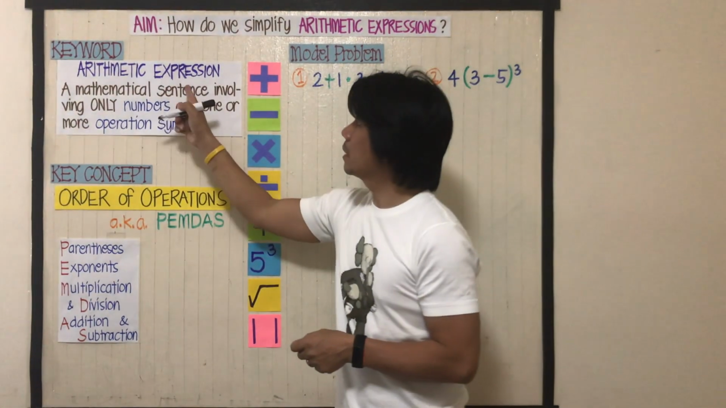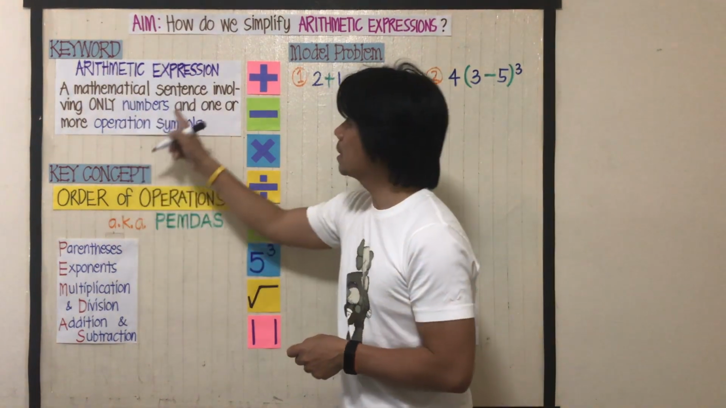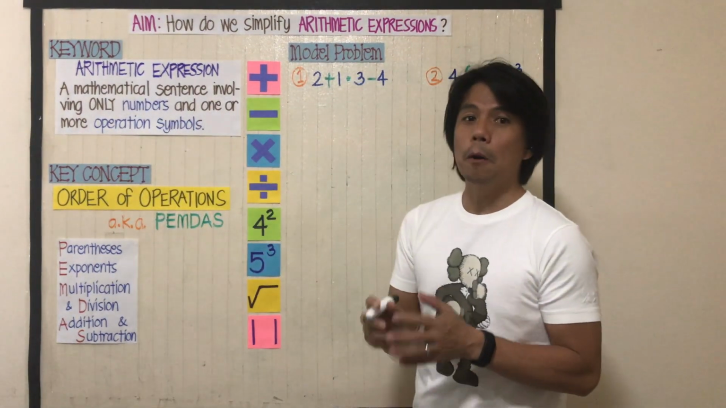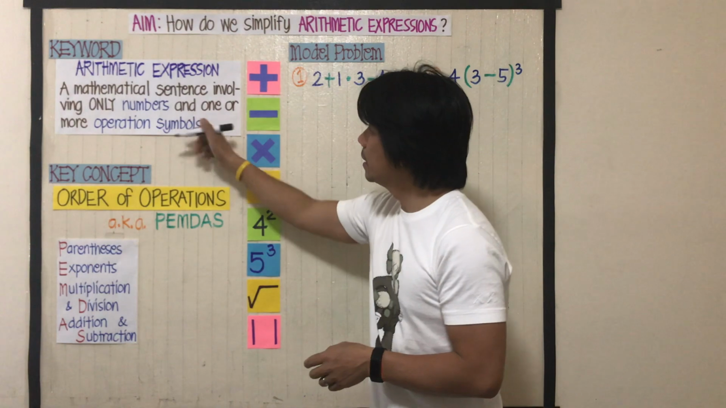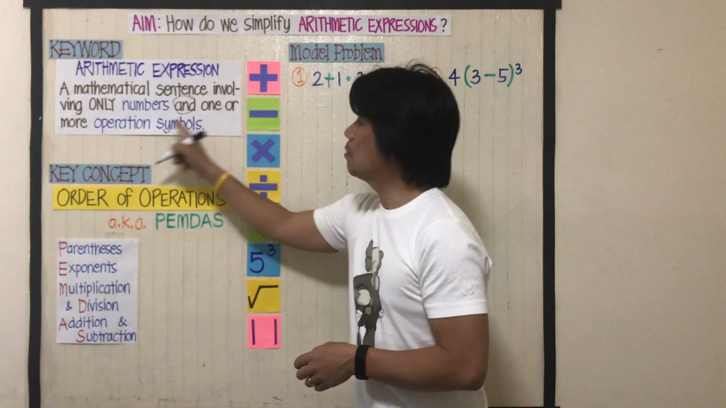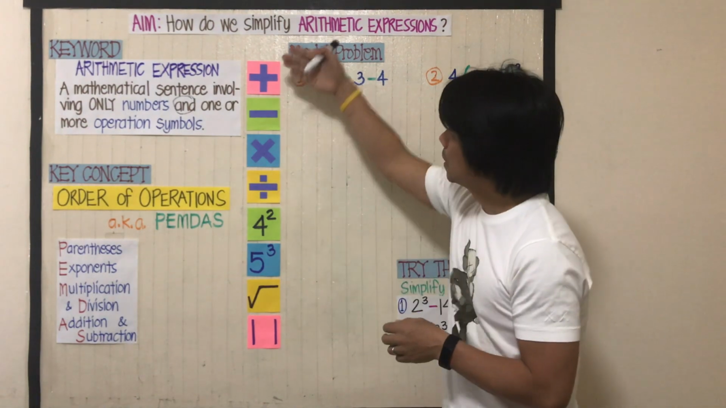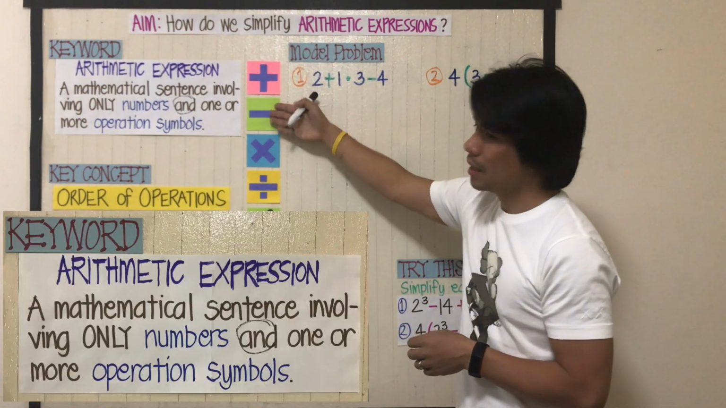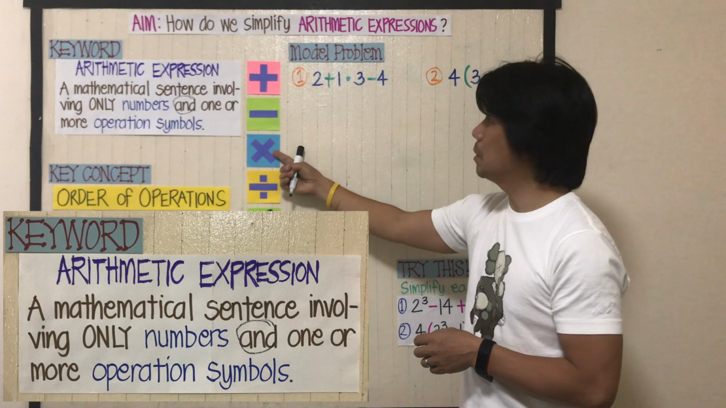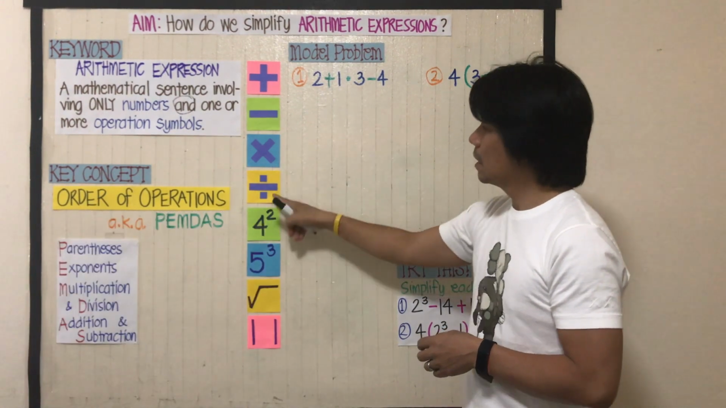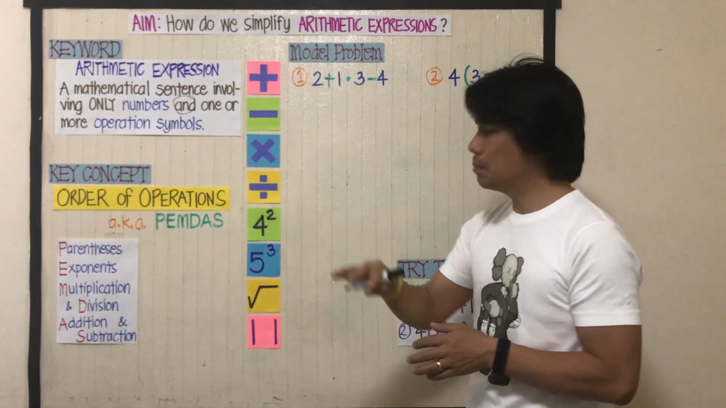Today we are going to learn how to simplify arithmetic expressions. What is an arithmetic expression? It is a mathematical sentence involving only numbers and one or more operation symbols. What are these symbols? You have the plus, the minus. It could be a multiplication symbol like a dot, and division or a fraction symbol.